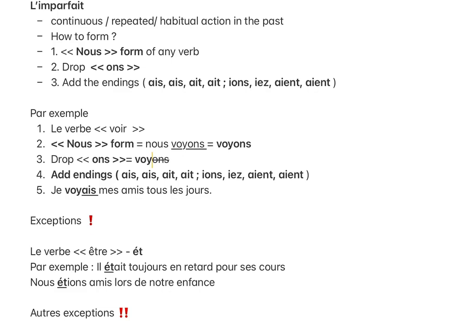For example, in this sentence, we have the subject pronoun je. So, our sentence using the imperfect tense in French, we get Je voyais mes amis tous les jours, which means I used to see my friends every day.